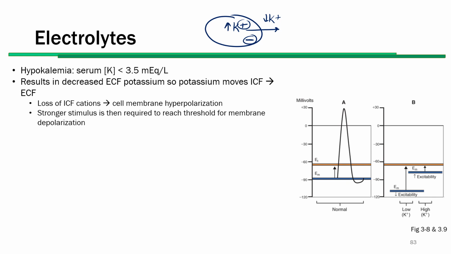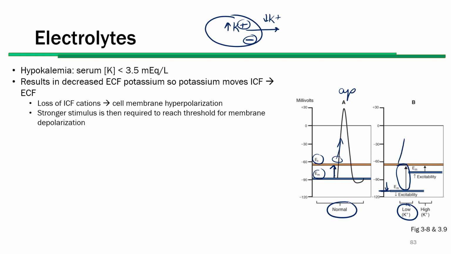If the cell membrane hyperpolarizes, then we need a stronger stimulus to reach threshold for membrane depolarization. So this is our action potential graph here. This is normal. This is our membrane potential. This is our threshold. We saw this graph before: we need to get from our membrane potential to threshold to generate this action potential that's all or nothing. Now, if we have low potassium outside the cell, that's going to pull potassium out, and we're going to hyperpolarize, which means our membrane potential is going to get even lower. That means we have a bigger gap to bridge before we reach threshold, before we can generate an action potential.